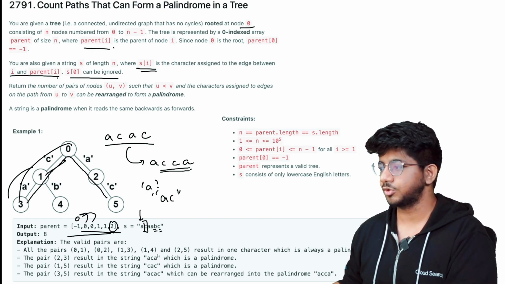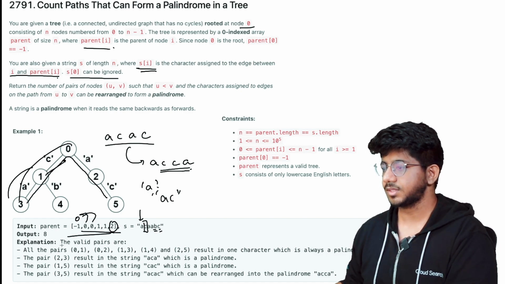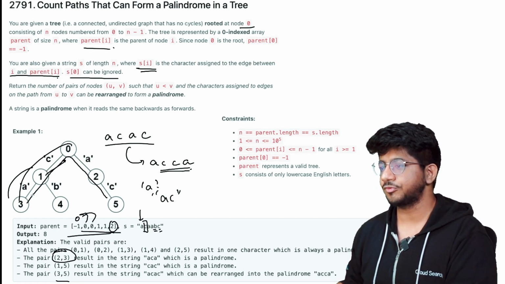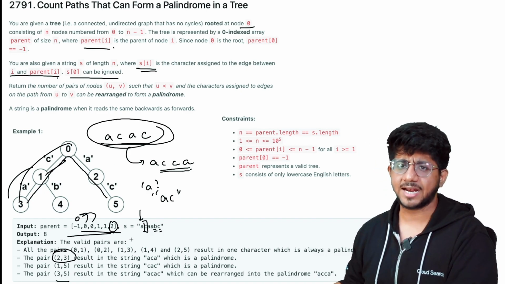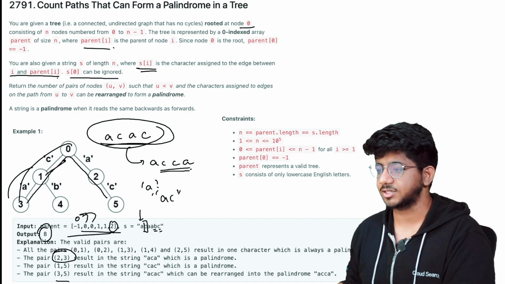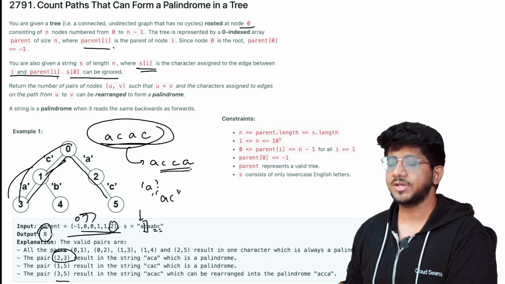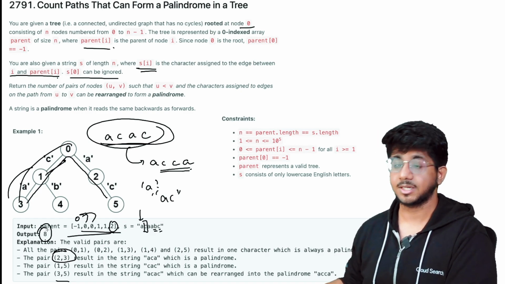So 3 to 2 is a possible pairing. 1 to 5 is a possible pairing, CAC, right? Then 3 to 5 is also possible, as we have already seen. And single characters are anyway possible. So we can count that it's going to be around 8. So we have to count the number of such paths that exist.